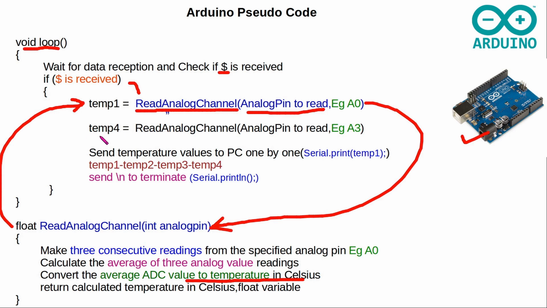Now, once all these values are there, we will then send the values to the PC using the serial.print function. We are using the print one, not println. Now, first it will send the value temp1 followed by a hyphen. So it will be serial.print hyphen, then serial.print temp2, then serial.print hyphen, like that up to temp4. Then we will send a \n to terminate the Python readline function on the other end. Once that is completed, the Arduino will again wait for the reception of the $ item, the dollar value.